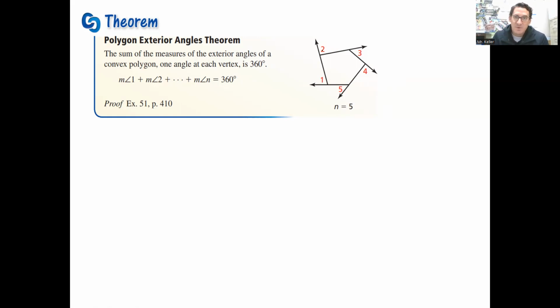So angle 2 and this angle in here, if we add them together, they'd add up to 180. They make a straight line put together. They'd be called a linear pair. You might remember that from IM1. The exterior angle is a linear pair with an interior angle.